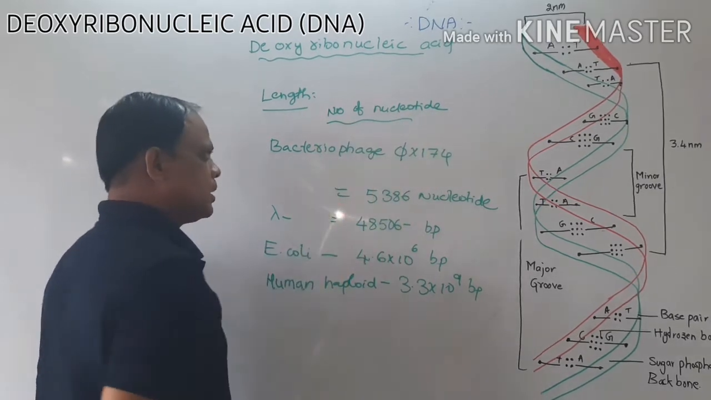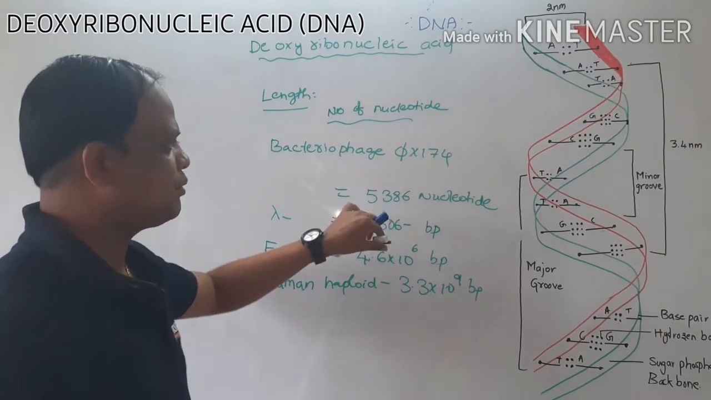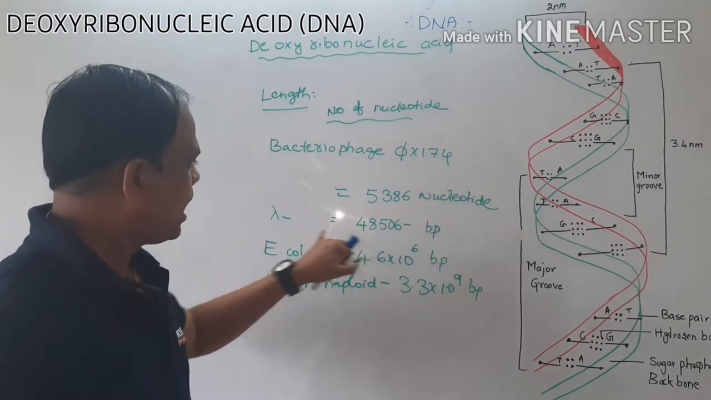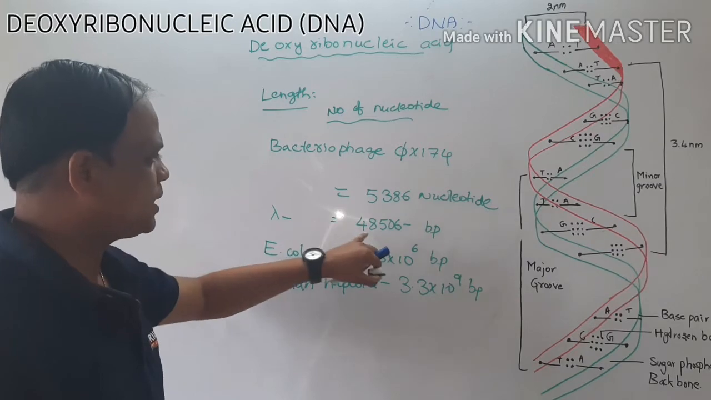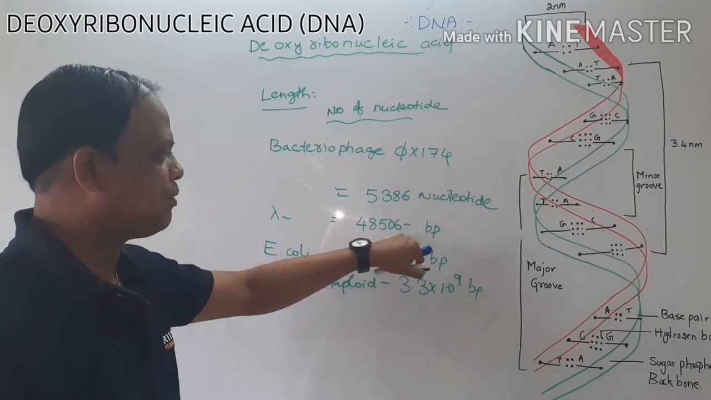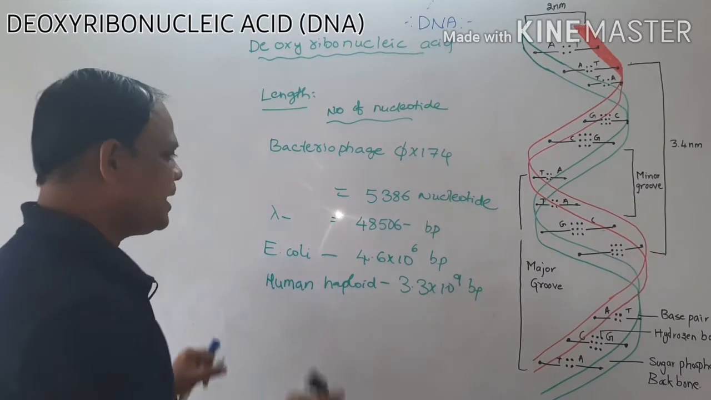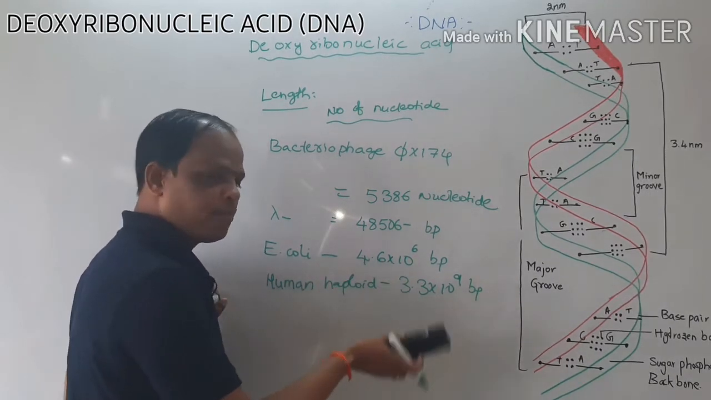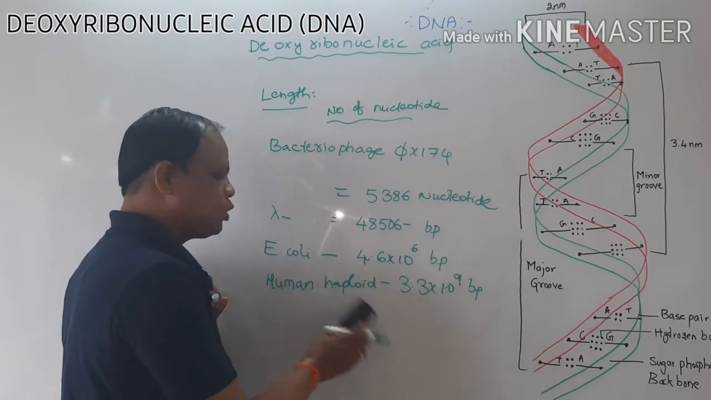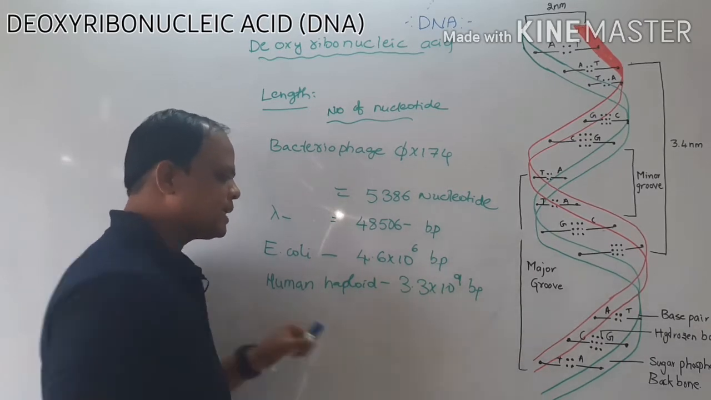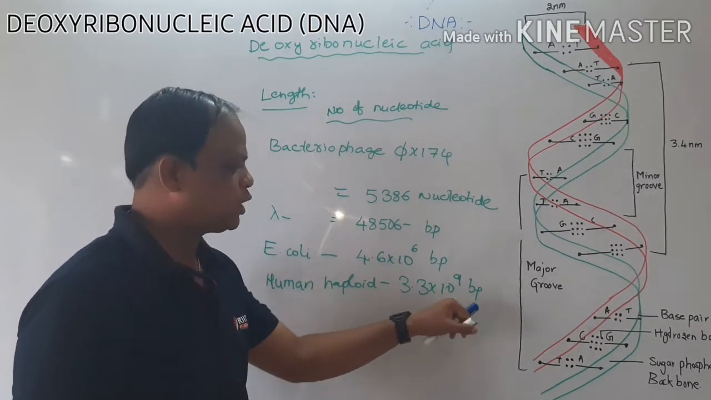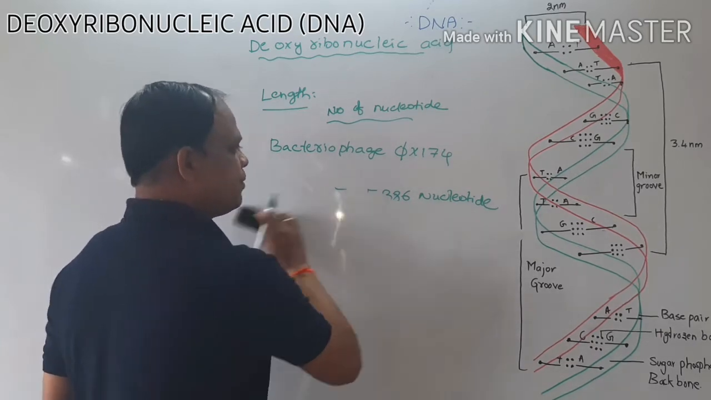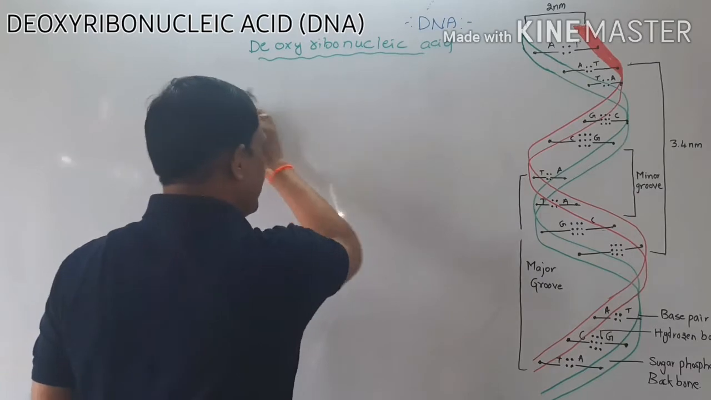The bacteriophage phi X 174 contains 5386 nucleotides, the lambda phage bacteriophage contains 48,506 base pairs, E. coli cells contain 4.6 into 10 to the power of 6 base pairs, and the human haploid cell contains 3.3 into 10 to the power of 9 base pairs. This is the length of the DNA helix.